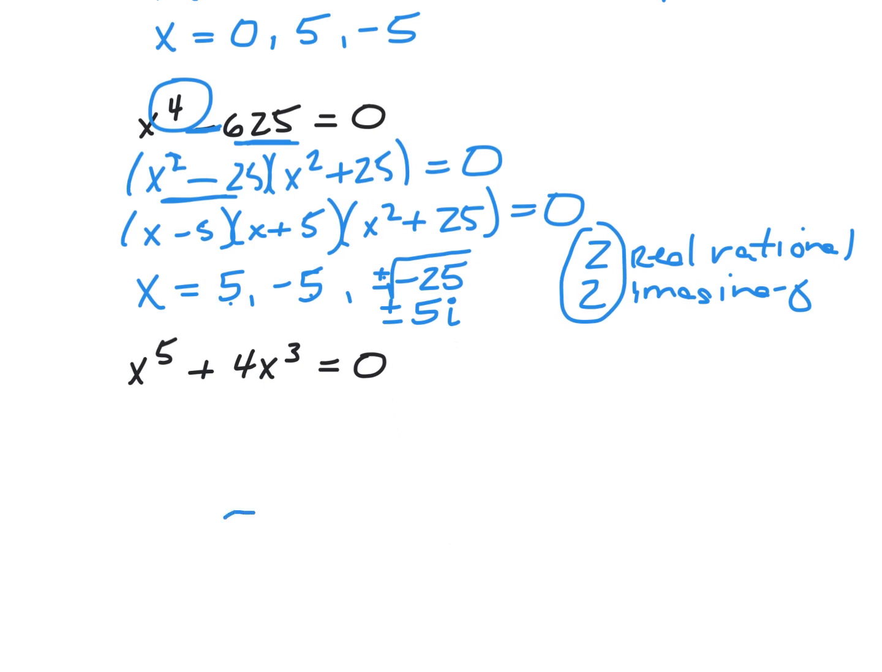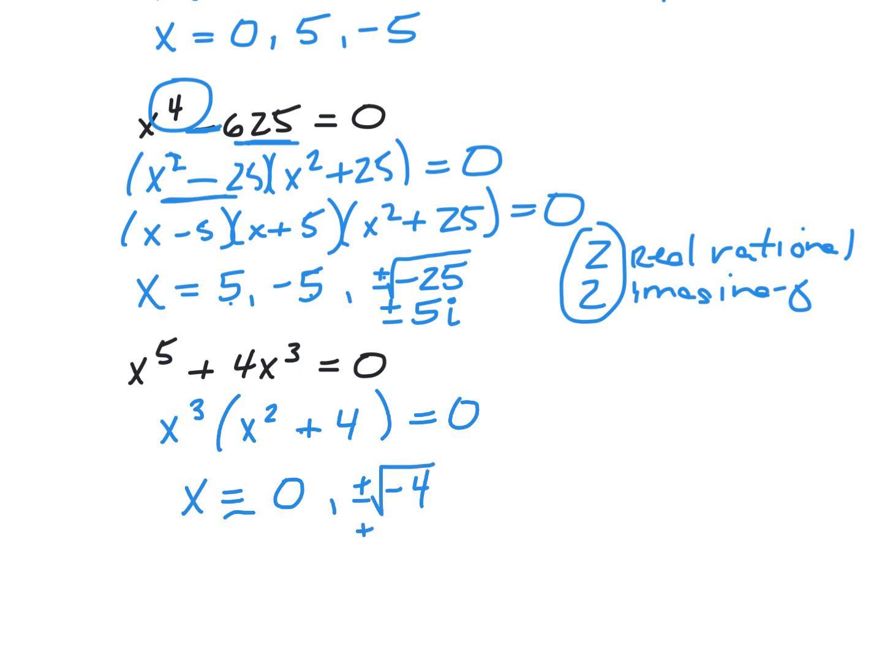Next example is a 5th degree equation. I could take an x to the 3rd out. That's going to leave me with x squared plus 4. And then I don't think there's anything more I can do. My solutions, what makes x cubed 0? That'd be 0. What makes x squared plus 4 zero? It'd be a negative 4. Since it's squared, I'd have a positive and negative, which could be simplified to be positive and negative 2i.